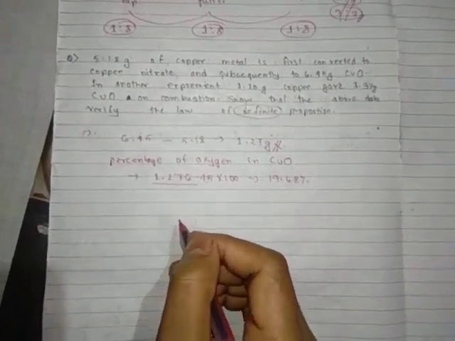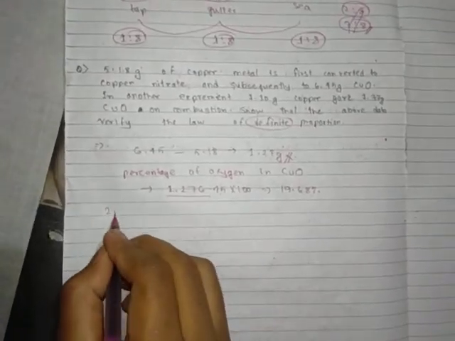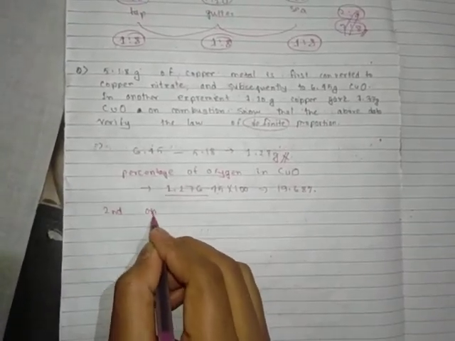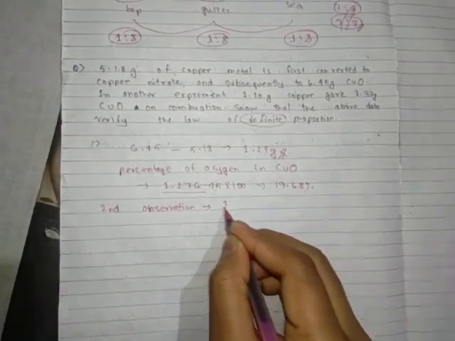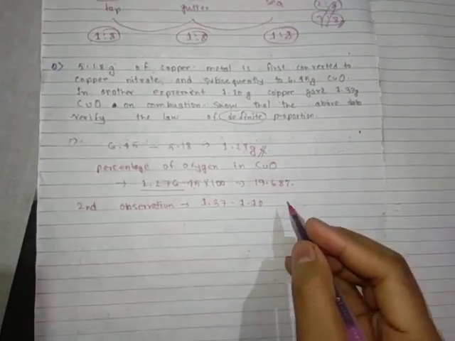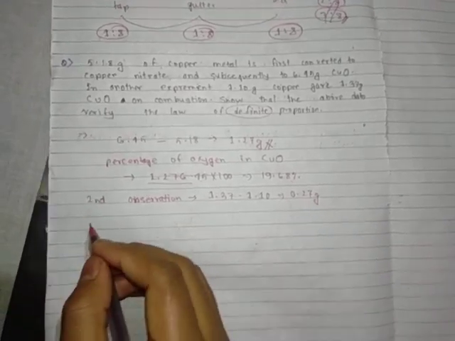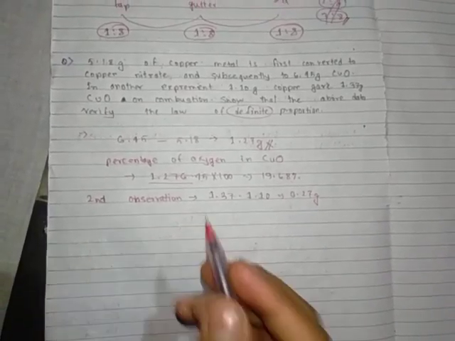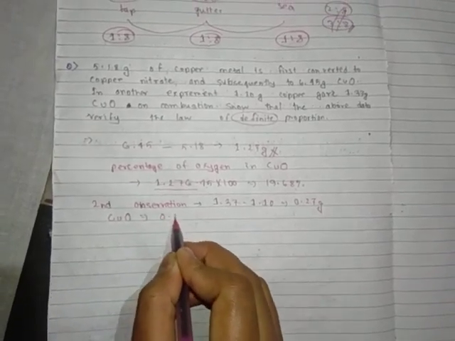Next, the mass of oxygen in the second observation. In the second observation, we got 1.37 minus 1.10. Very good. Then what is the remaining gram? Then the percentage of oxygen in CuO. Let's do the percentage.